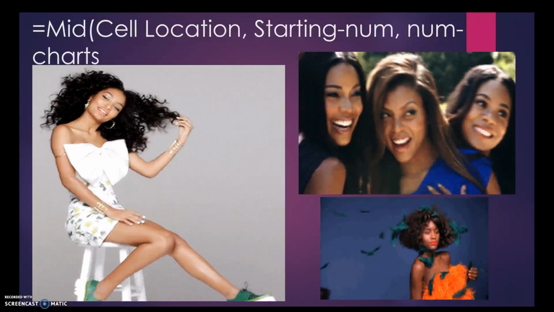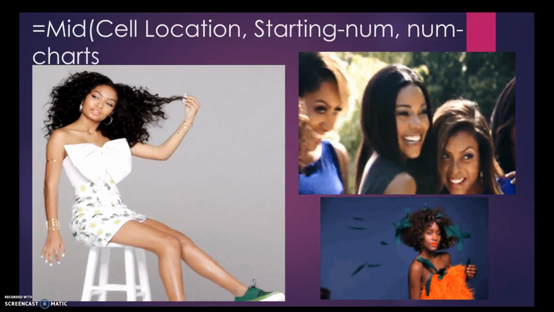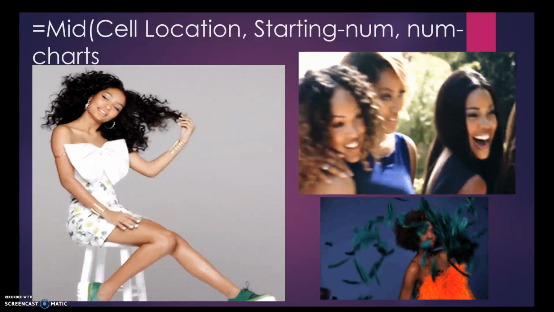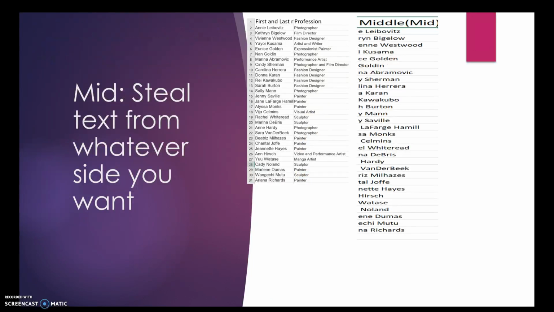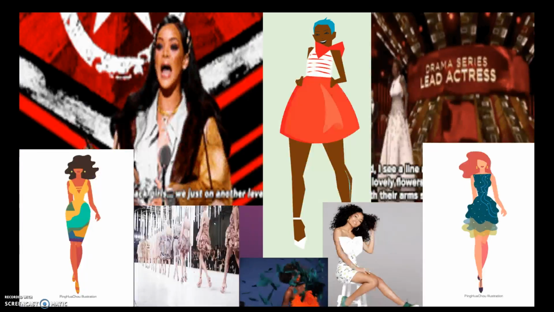And when you go back to mid: cell location, starting number, and number of characters. Then it's still text from whatever side you want, and that is the formula.